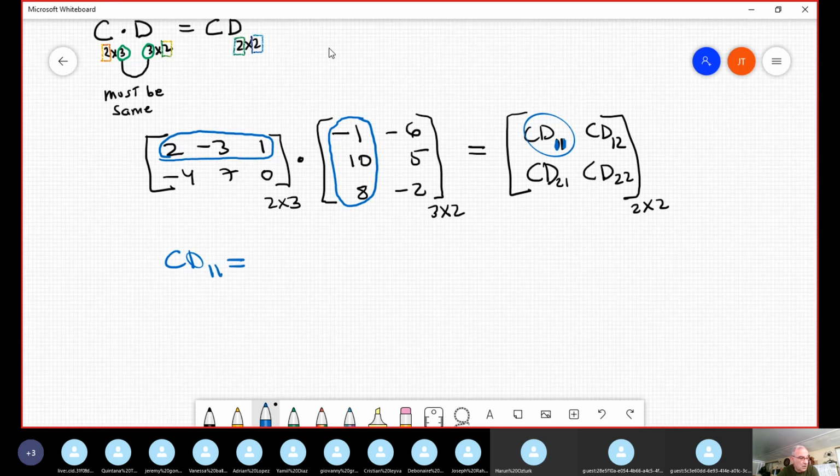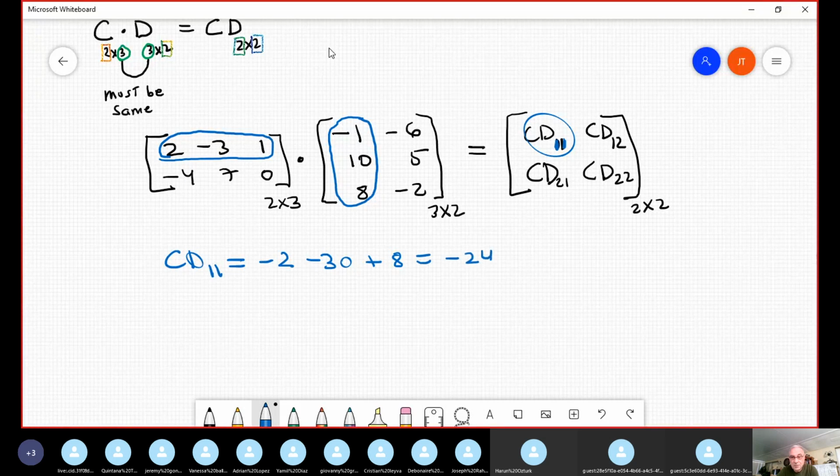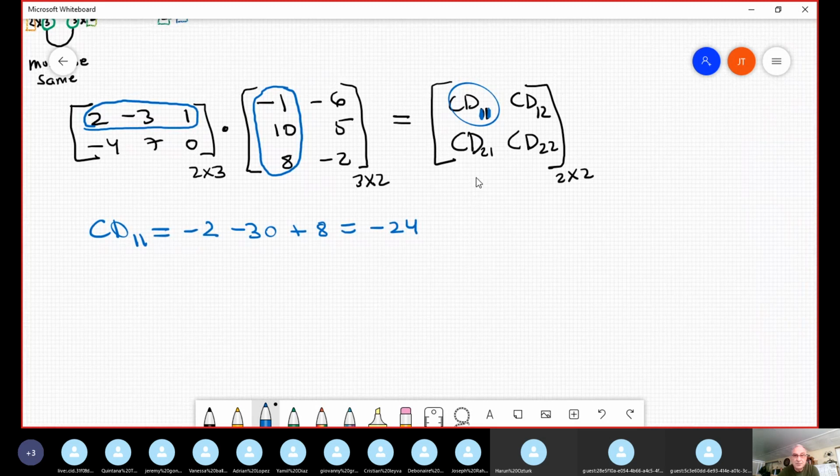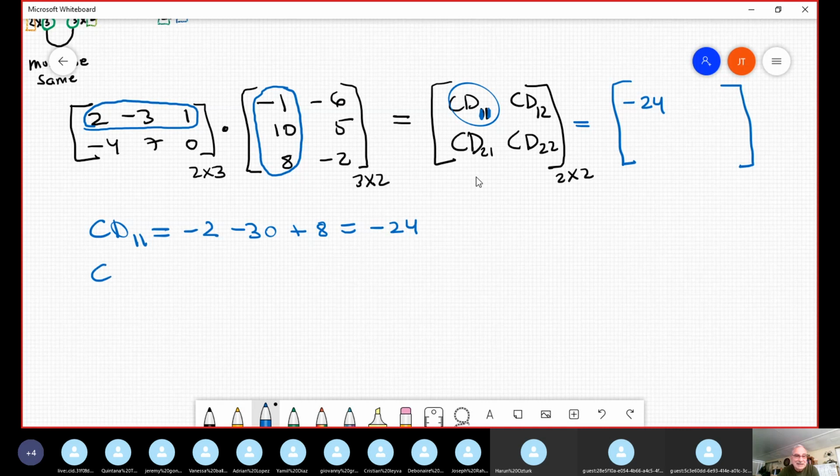CD11 is 2 times -1, which is -2. -3 times 10 is -30. And 1 times 8 is positive 8. So the answer is -24. Not bad. Then I copy the same matrix, but instead of CD11, I put -24. That's the answer.